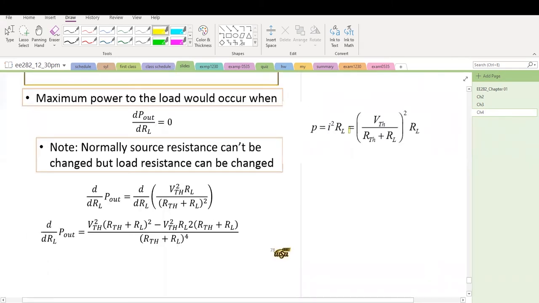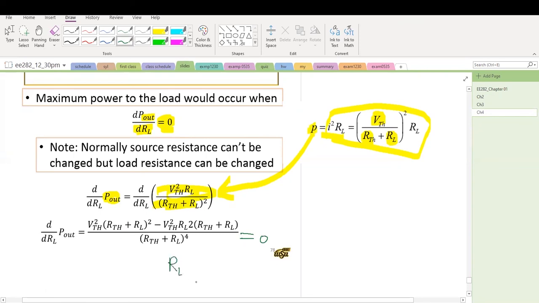We take the derivative of power with respect to RL. Remember, VTH is given, RTH is given, RL is the variable. We take the derivative of the power with respect to RL, and then we set it to 0 and solve the equation to obtain the value of RL. Take the derivative of P, set it to 0, and solve for RL, and RL actually equals RTH.